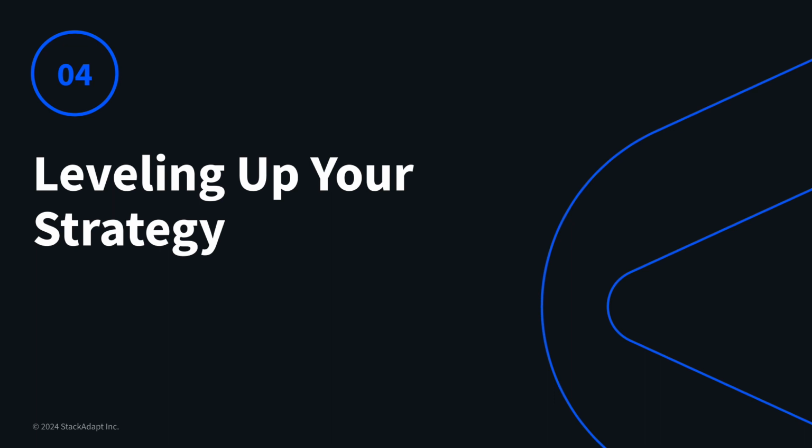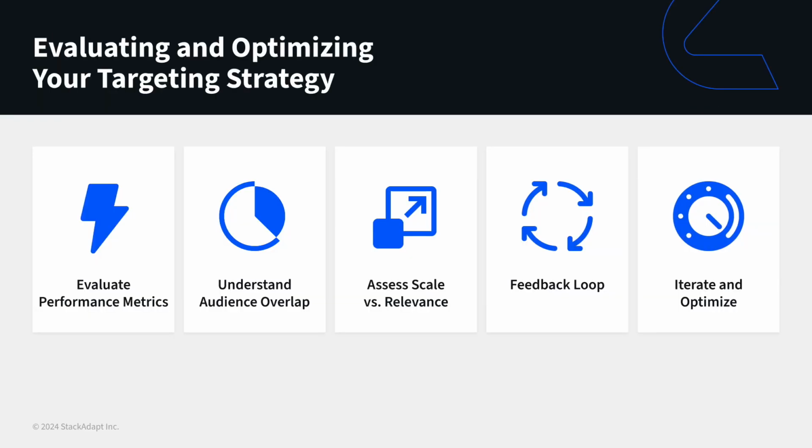So let's talk about leveling up your strategy and how we can leverage specific performance metrics. So ultimately, you want to dive into the data and analyze your key performance indicators. So that could be KPIs such as your click-through rate, conversion rate, or return on ad spend to gauge the effectiveness of each audience segment and strategy layer. Ultimately, you want to understand your audience overlap. You can use StackAdapt's audience insights to identify overlaps between your first-party data audiences, lookalike audiences, and third-party segments. This will ultimately help you refine your targeting to also avoid ad fatigue.